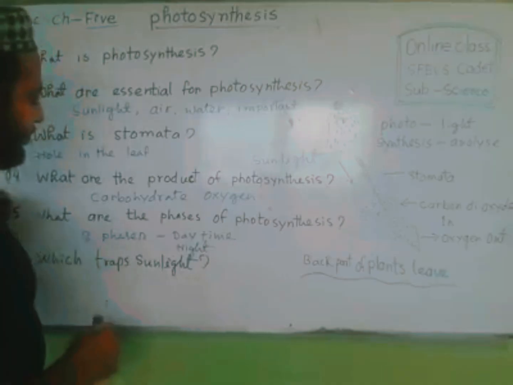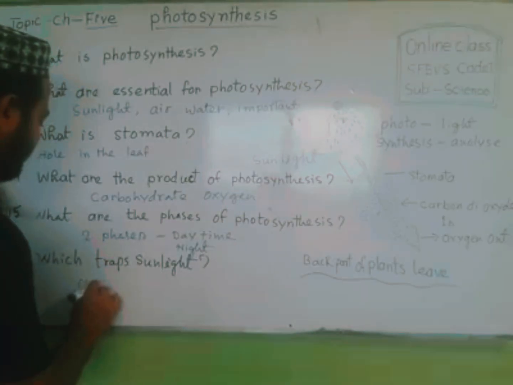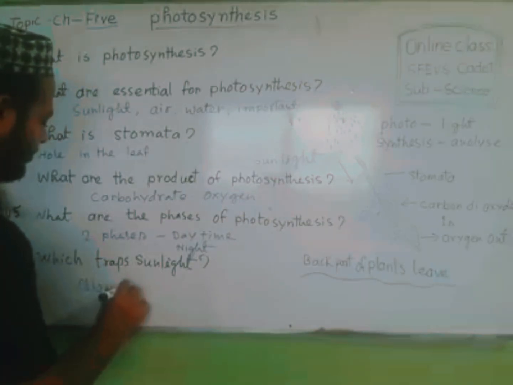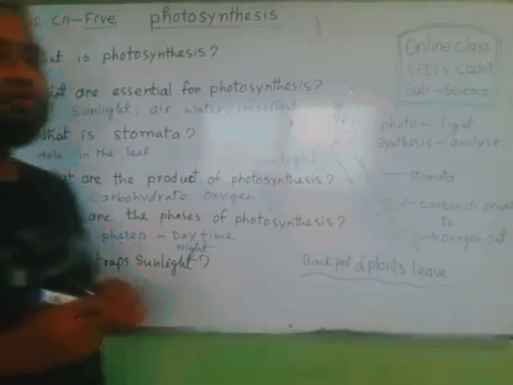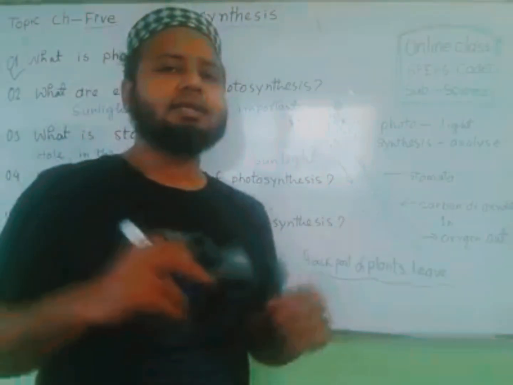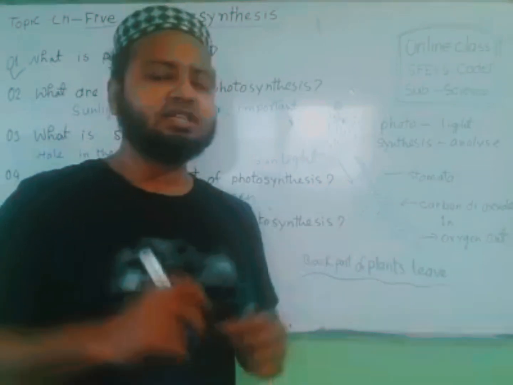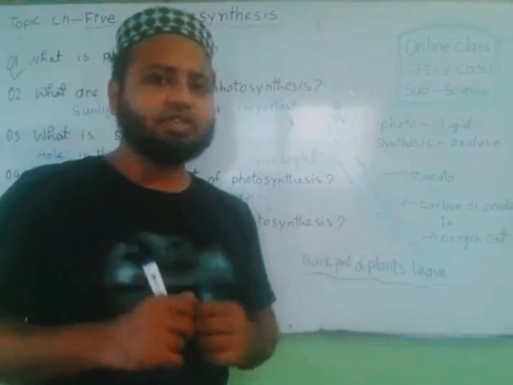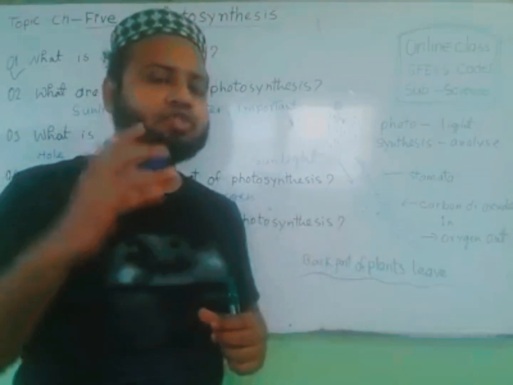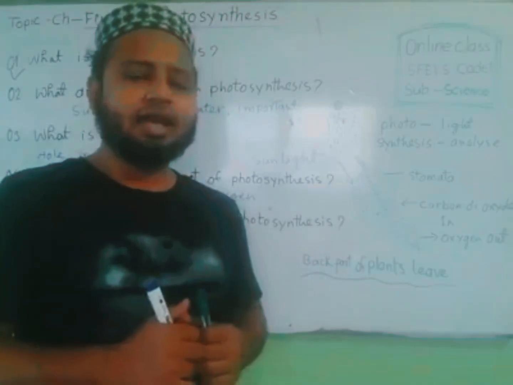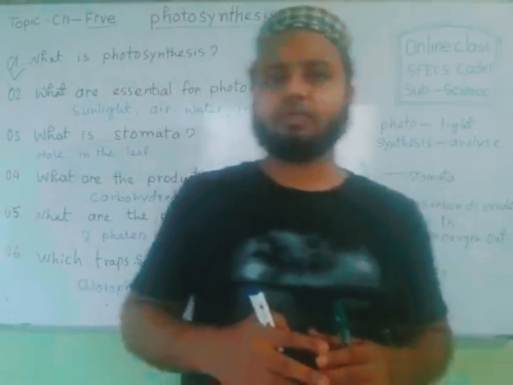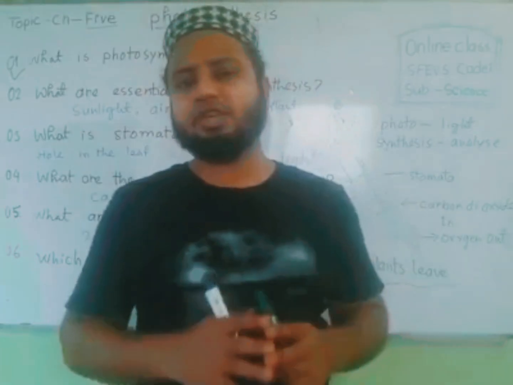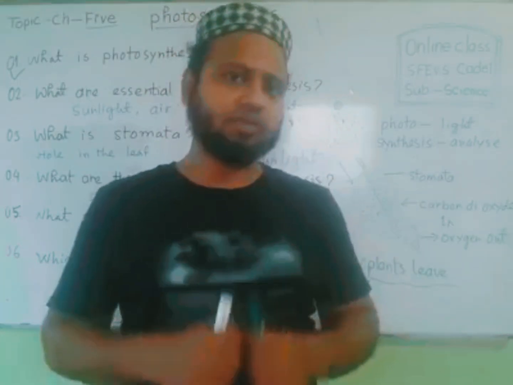Which traps sunlight? Chlorophyll. Chlorophyll is a green pigment in the leaves of the tree that helps to trap the sunlight, and it helps the tree to absorb the sun power.